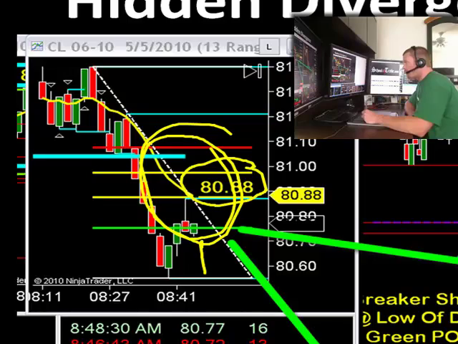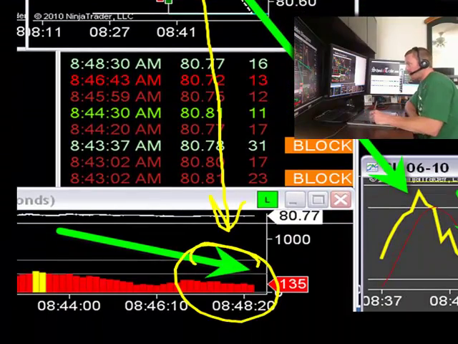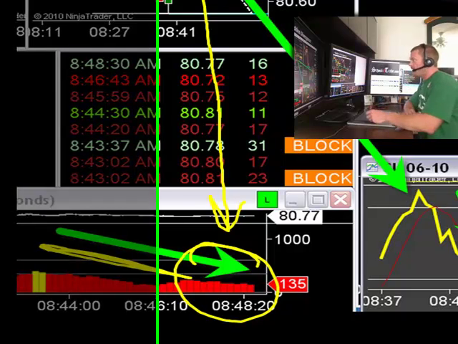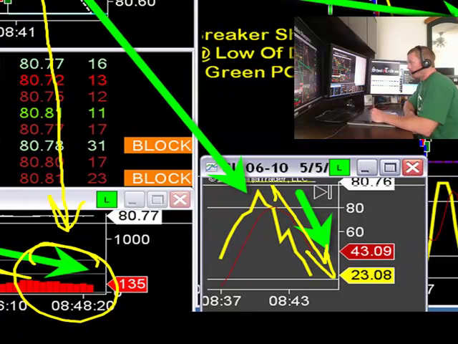Now, follow me down bottom here. Okay, pace of tape is dropping. See that? Speed of the tape is dropping. Nice slope down, dropping speed. So speed is slowing down. Now look at the momentum indicator. Momentum is curled over and pointing down.